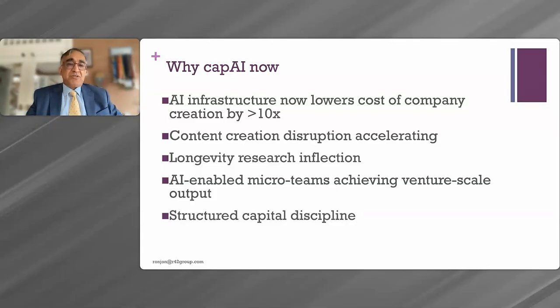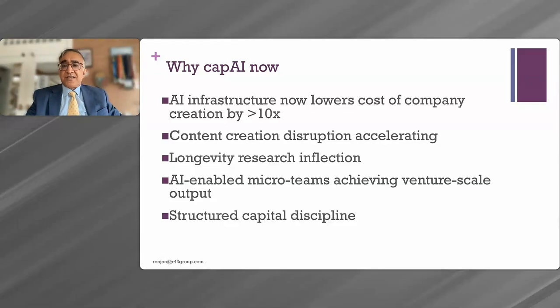Content creation disruption is accelerating. We see articles every day about the movie industry, the creative industry, worried about whether they will have a role. They will have a role, but it's going to be very different. Just like we don't have people drawing cartoons by hand anymore, and that's been replaced with computer graphics systems, we will also have new tools that let you go straight from idea to movie, straight from idea to production. We've seen the same activity in biology. Longevity research is accelerating. And these micro teams, they are AI enabled.